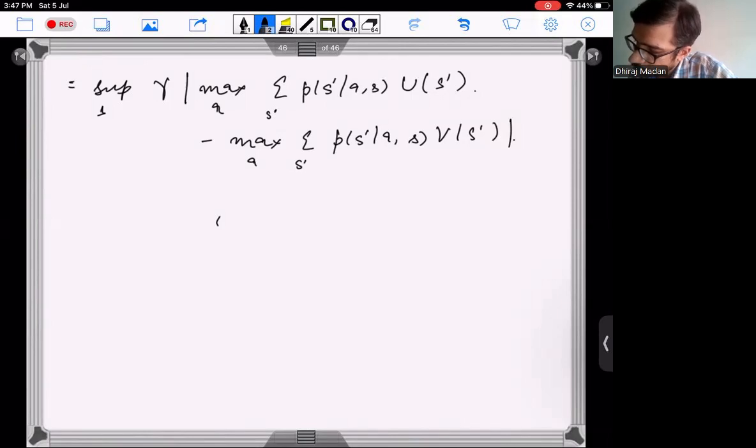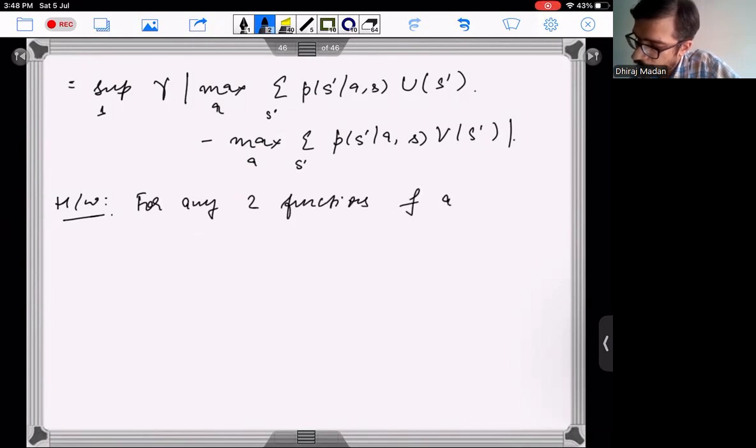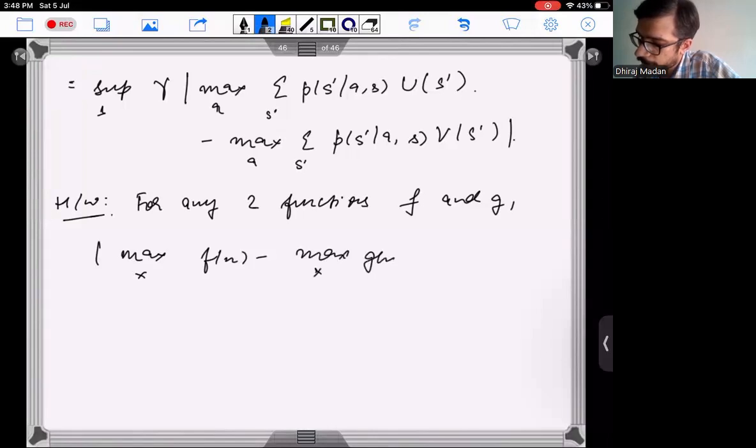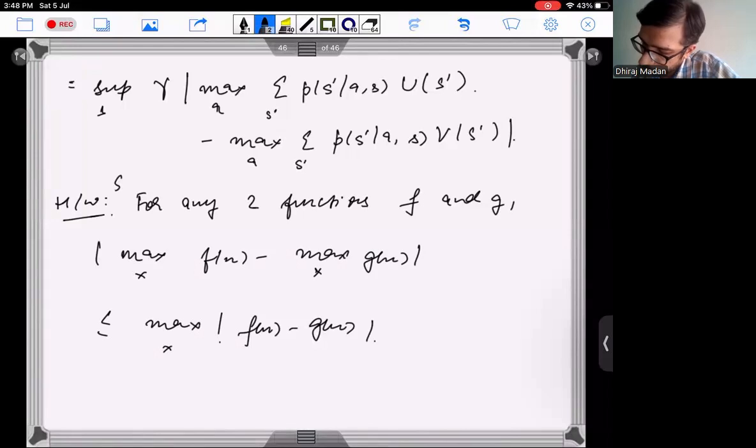And now there is a small result which you will need to prove. So I leave it as a homework exercise for you. So you need to show that for any two functions or two vectors f and g, what we have is that the mod of max over x of f(x) minus max over x of g(x) is less than or equal to max over x of mod of f(x) minus g(x). So we need to show this. Okay, so this is something I'm leaving as a homework exercise.